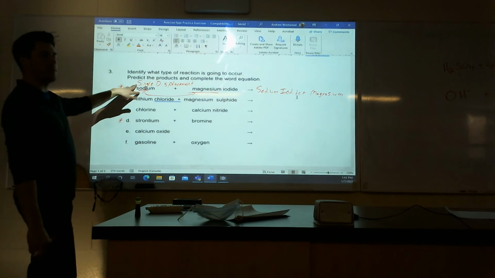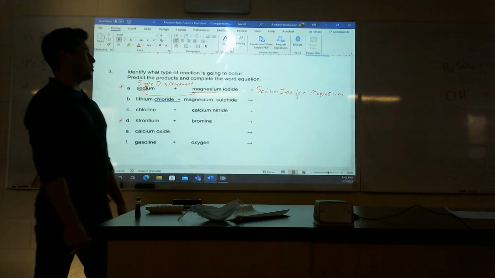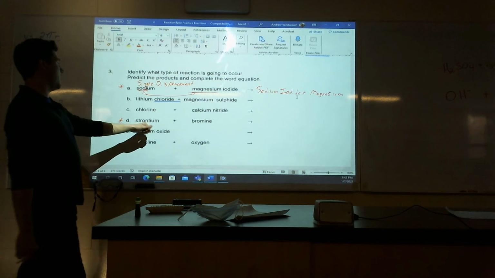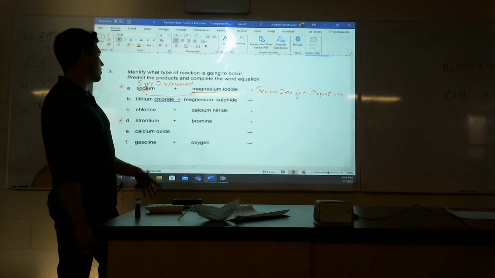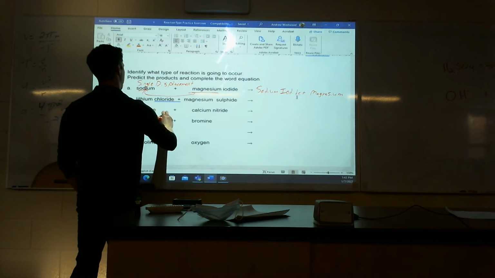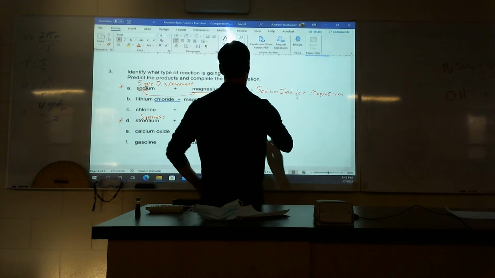Single displacement: we've told what kind of reaction it is, and then we've given what it's going to be after the reaction. And let's do D. So this one, what is it? It is one element and one element, so this is a synthesis. And I would put these together, so it would be strontium bromide.